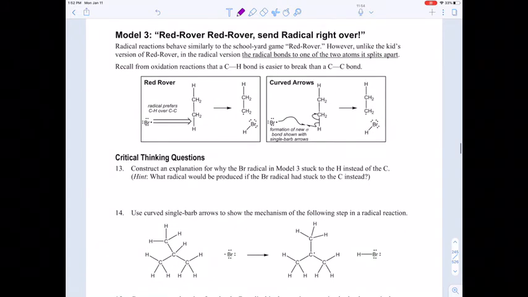Model 3, Red Rover, send radical right over. If you grew up in the United States, you know what Red Rover is. If you didn't grow up in the United States, you may not know what Red Rover is. Radical reactions behave similarly to the schoolyard game Red Rover. However, unlike the kids' version, in the radical version, the radical bonds to one of the two atoms that it splits apart. Recall from oxidation reactions that a carbon-hydrogen bond is easier to break than a carbon-carbon bond.